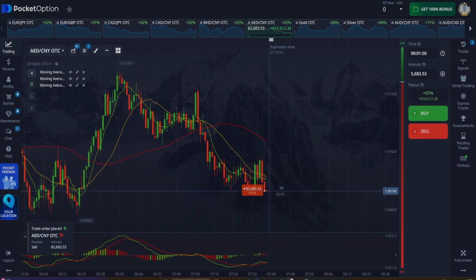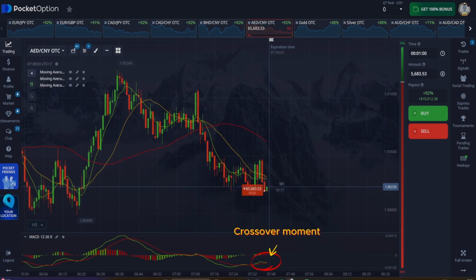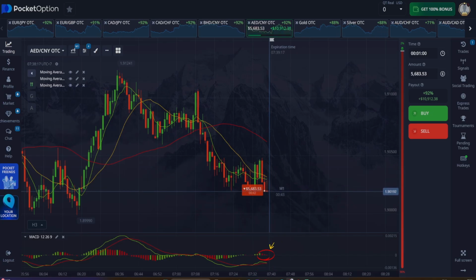I'm entering a sell position because a bearish crossover has just formed on the MACD indicator, where the main line crosses below the signal line. This indicates that bullish momentum has weakened and sellers are starting to dominate the market. The histogram turning negative provides further confirmation that downside potential is strengthening. With this signal, the sell entry is valid and carries strong profit potential.